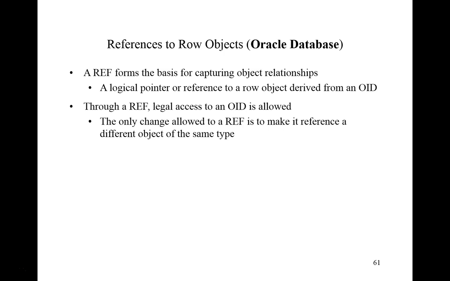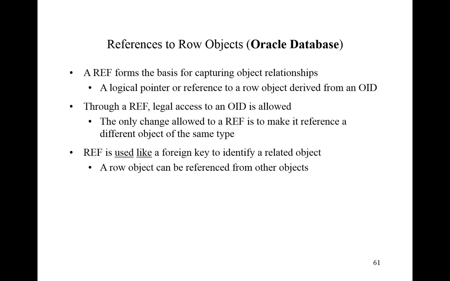Because a ref is a reference to an object, it can be changed to point to a different object of the same object type hierarchy. A ref can be used like a foreign key to identify a related object. Where we had indicated the ref forms the basis for capturing relationships involving objects, this is what we're talking about.